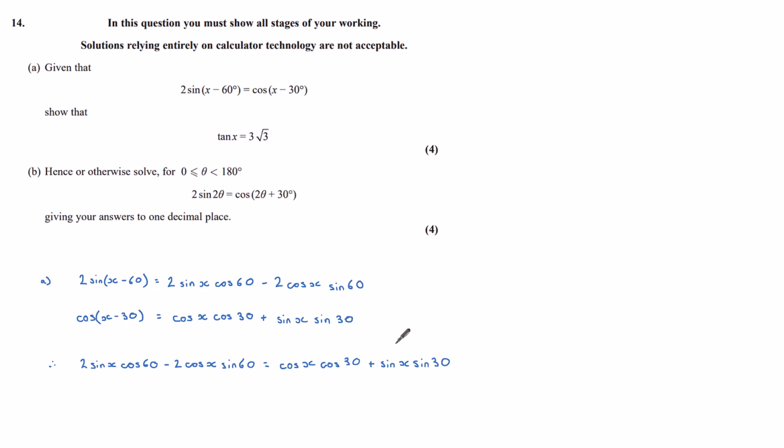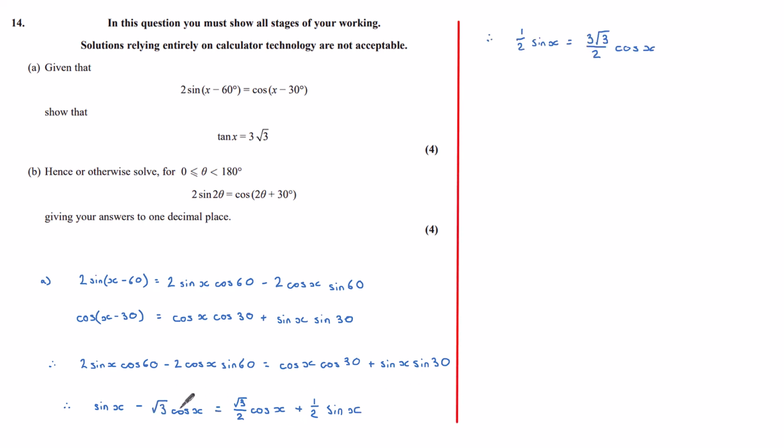And now we should know our actual values for cos 60 and sine 60 and cos 30 and sine 30. If we don't know them off by heart, we can use a calculator to find out those exact values. But cos 60 is a half, so 2 times a half gives us sine x. Sine 60 is root 3 over 2, so that's root 3 cos x. And that's equal to cos 30, which is the same as sine 60, so root 3 over 2, plus sine 30, a half sine x.